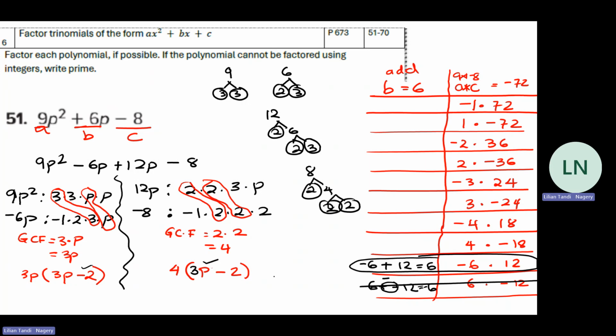So I'm going to write out in. My out is 3P plus 4. There is no sign here, so it is positive. So then my inside is 3P minus 2. So this is my answer.